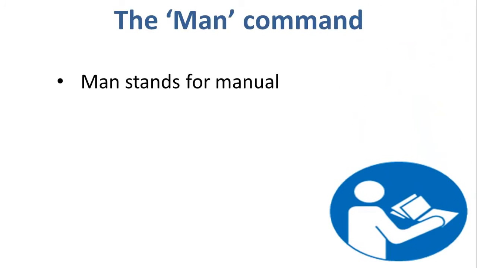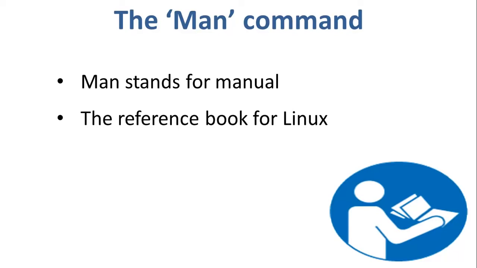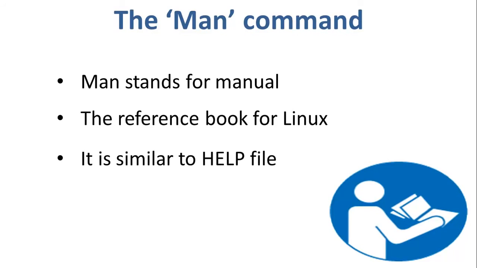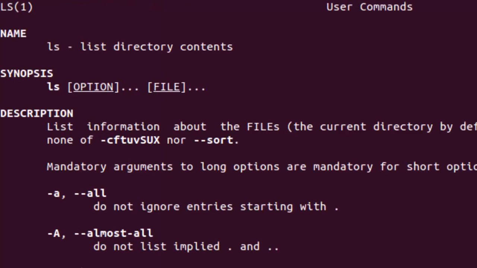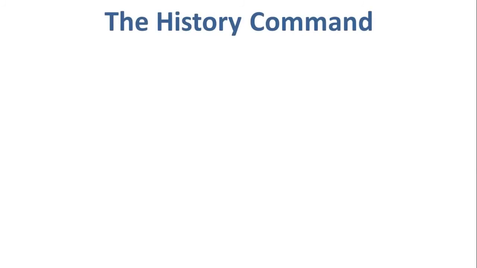Moving on to the man command, man stands for manual, which is a reference book of a Linux operating system. It is similar to help file found in popular software. To get help on any command that you do not understand, you can type man space command. The terminal would open the manual page for that command. For example, if we type man space ls command and hit enter, terminal would give us information on the list directory contents command.